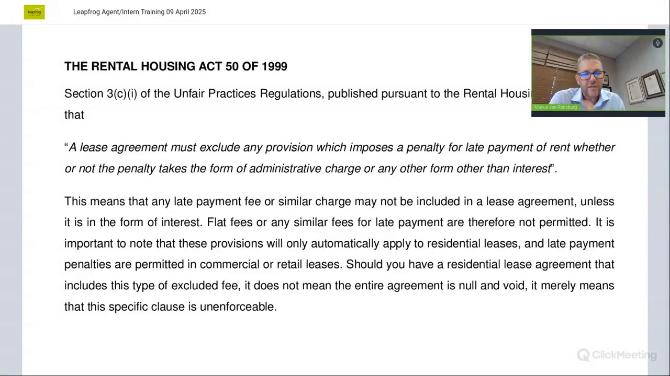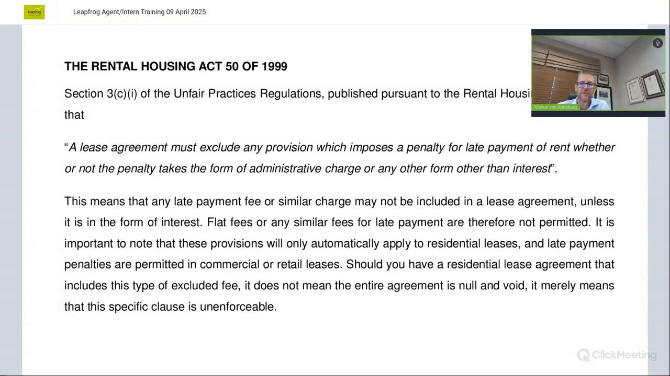But back to our point, what Section 3C1 says is that a lease agreement must exclude any provision which imposes a penalty for late payment of rent, whether or not the penalty takes the form of an administrative charge or any other form other than interest. So in other words, you can't charge a 500 Rand late payment fee. You're not allowed to. You can't charge any kind of late payment fee, save for interest. So flat fees, similar fees, all those things.